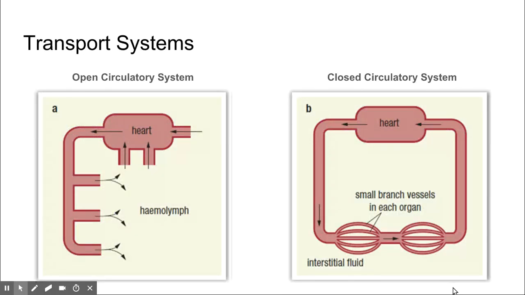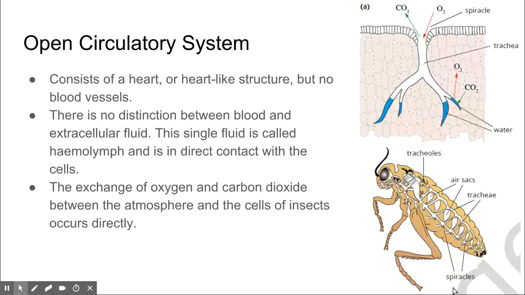On the left we have open, and on the right we have closed. And we can see that all of the fluid and all of the materials that are transported within a closed system stay within the system. With the open, the fluid does flow both in and out of the system and leaves the system at some points during the process.